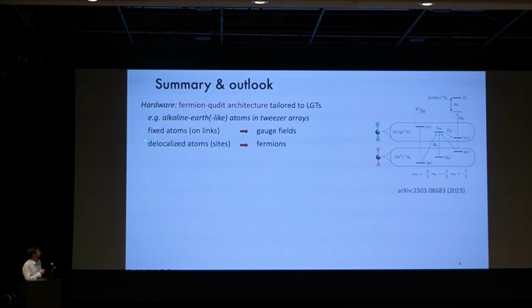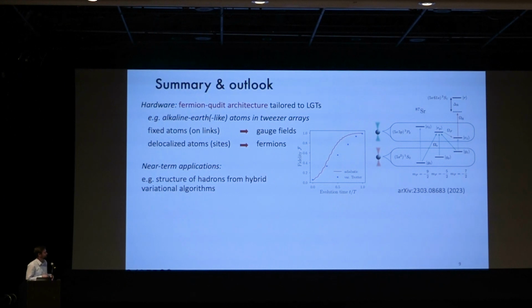And just for you to remember, if you actually want to do this, you need to have a sufficiently reconfigurable trapping potential or Rydberg array, such that you can fix some of the atoms on links for which you will only use the internal states. So you treat them as qubits, and they will play the role of the gauge field. And then for the other ones that sit on the vertices, you need to be able to delocalize them, and they will play the role of fermionic matter.